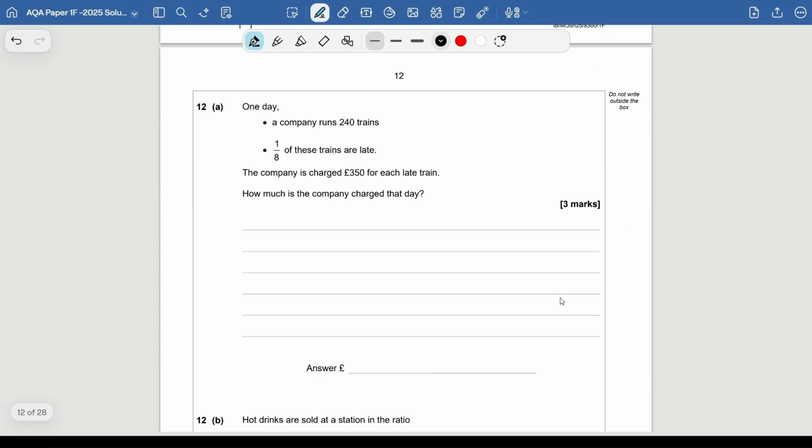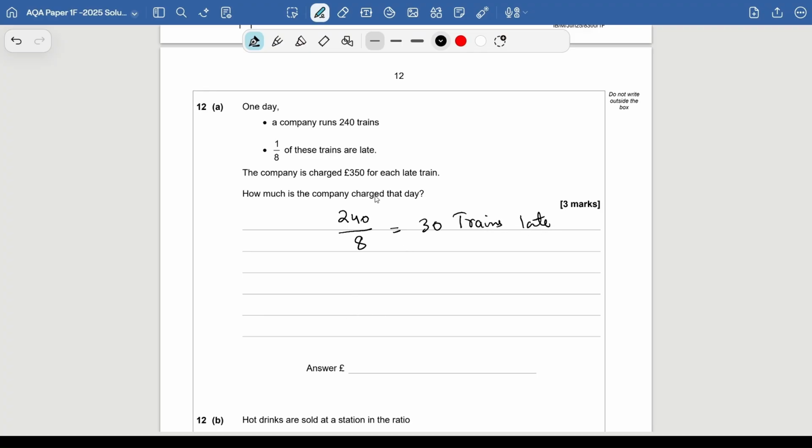Question: one day a company runs 240 trains. 1/8 of them are late. The company is charged £350 for each late train. How much is the company charged that day? So there were a total of 240 trains, of which 1/8 were late. So what's 1/8 of 240? 240 divided by 8 is, 8 goes in 24 three times. So there were 30 trains that got late that day.